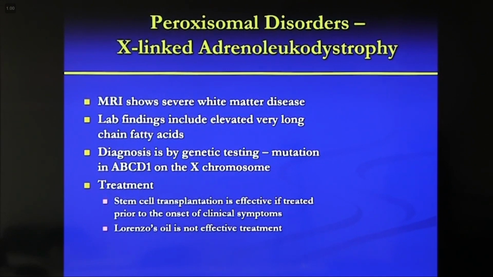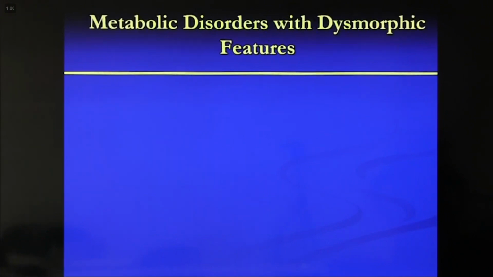If you have a sibling, obviously it's easy to figure out whether you have XALD. But if you are positive on the newborn screen and get followed, then they can follow your MRIs. And once you get any evidence of disease, even if you haven't developed symptoms, they treat you and the outcome is much better. There are some metabolic diseases with dysmorphic features.